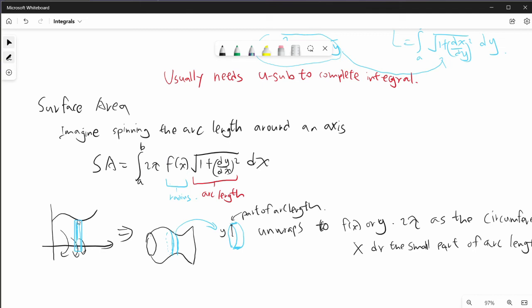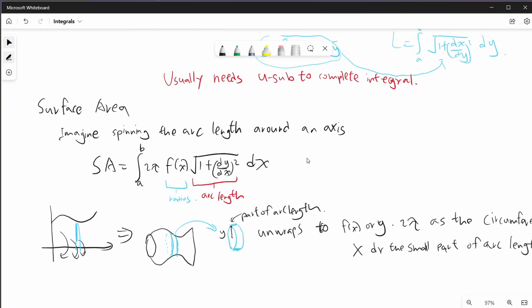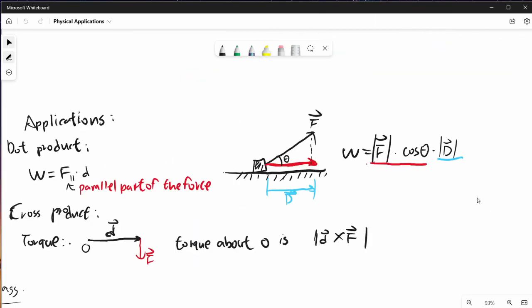It would be how far away this thing is from the axis of revolution, in this case the x-axis, times the arc length formula. So yeah, arc length should be memorized. It's pretty important. Moving on to physical applications of integrals and vectors in general.